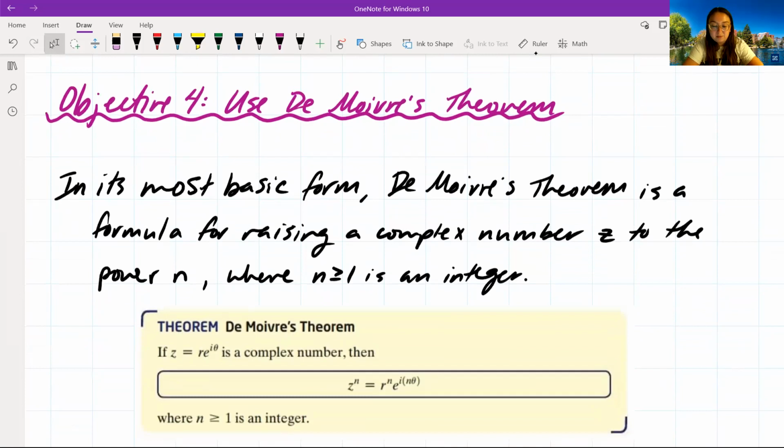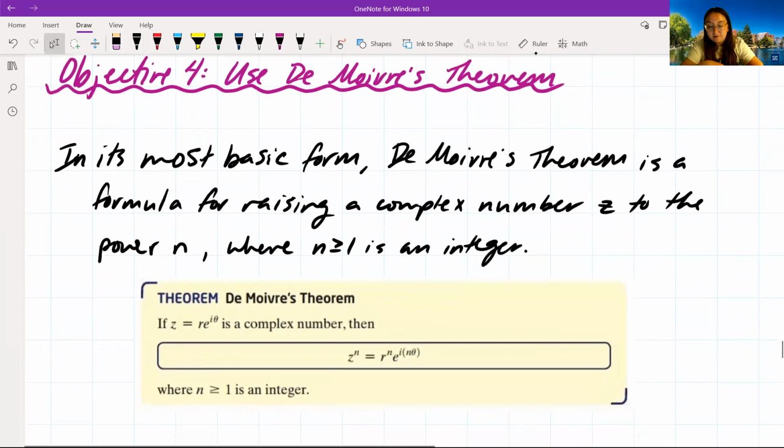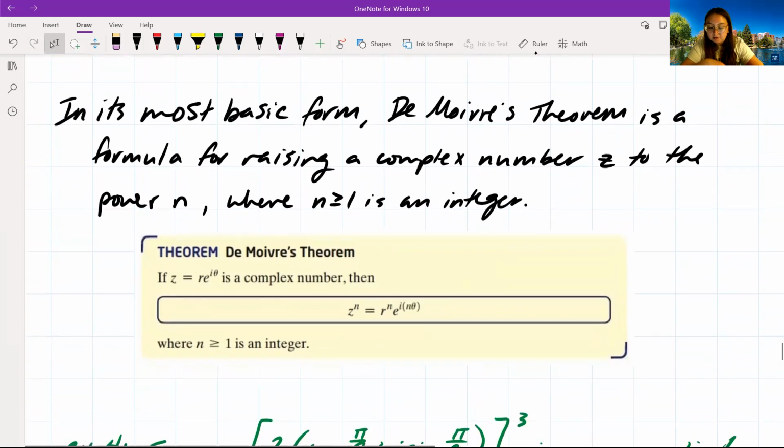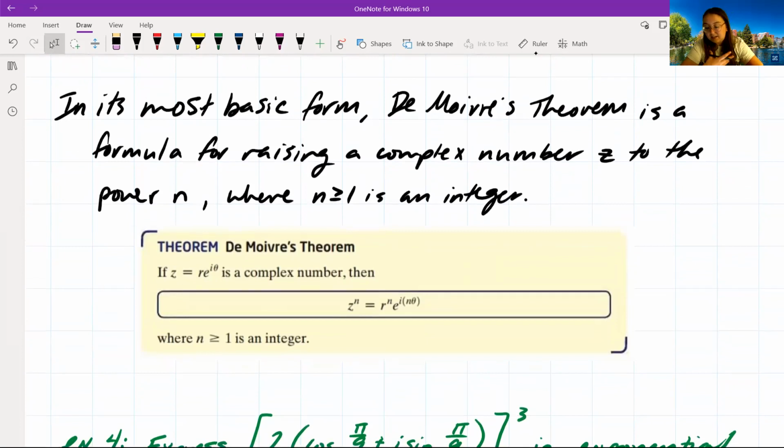Objective 4, we want to use de Moivre's theorem. So in its most basic form, de Moivre's theorem is a formula for raising a complex number z to the power of n, where n is greater than or equal to 1 and is an integer. So our actual theorem for de Moivre's theorem is that if z is equal to r times e to the power of i theta is a complex number, then z to the power of n is equal to r to the power of n times e to the power of i times n times theta, where n is greater than 1 and is an integer. So really we're just using this theorem to go ahead and state what our complex number z would be if it was raised to a specific power.